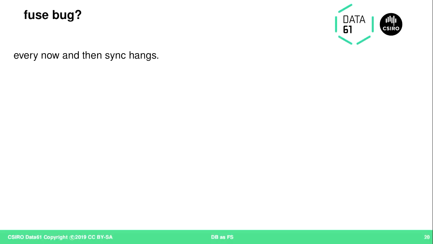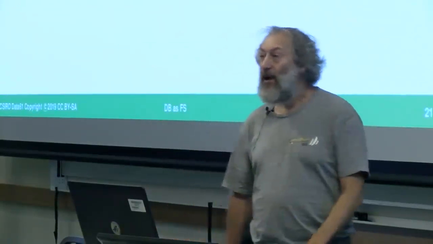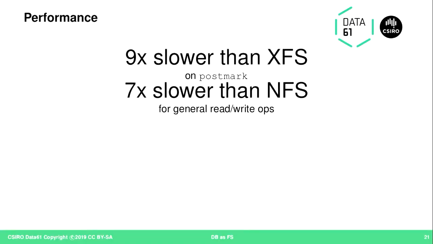There's also a Fuse bug somewhere. Every now and then, if you use the Fuse-mounted file system with this thing, and you type sync, it hangs. And the only way to fix that is to reboot the machine. But now, with all of this, we're only 9 times slower than XFS. And read and write's only 7 times slower than NFS, and about 10 times slower than XFS.